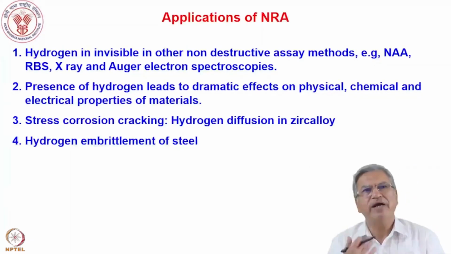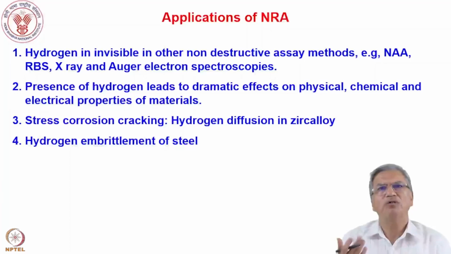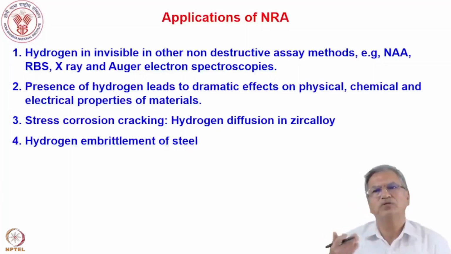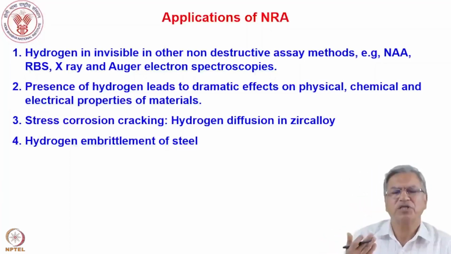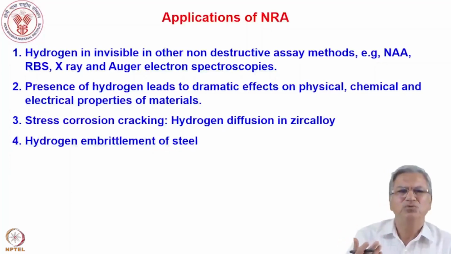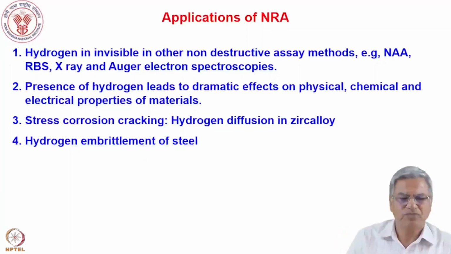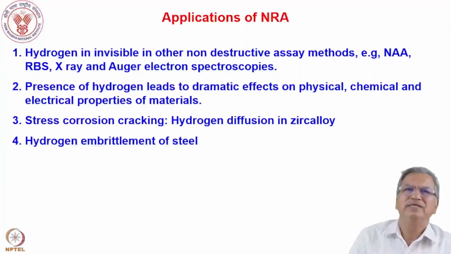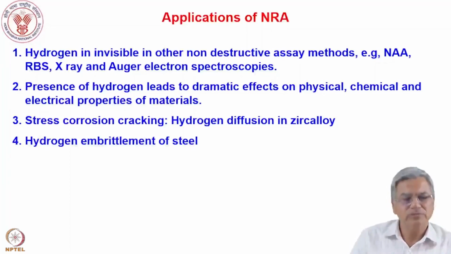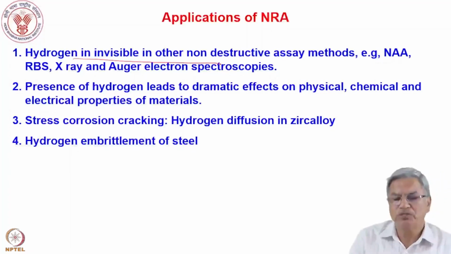You will find there are not many techniques whereby you can probe hydrogen. Normally, there is hot vacuum extraction and quadrupole mass spectrometry for hydrogen isotopes. You evolve the hydrogen by heating it, and then you evaluate it by mass spectrometry. But if you want to do it non-destructively, there is nothing like that. So NRA is a unique technique to probe hydrogen, because hydrogen is invisible in many other non-destructive techniques.